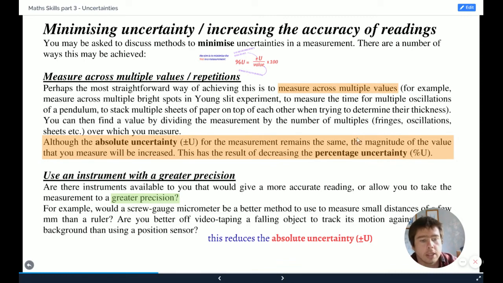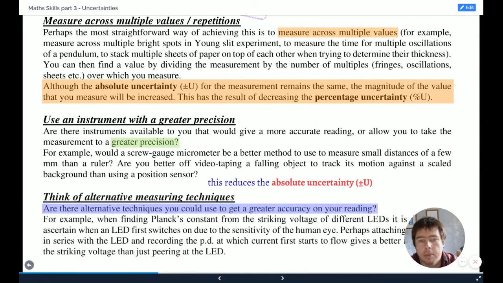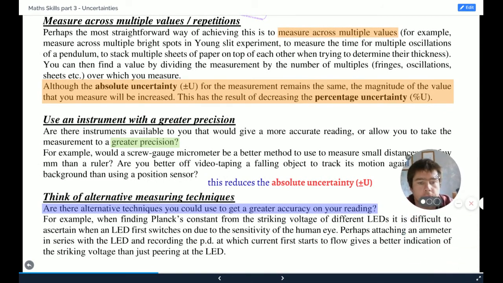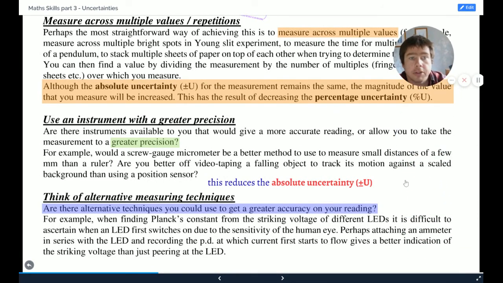So that has the effect of reducing the absolute uncertainty. And then the other thing that we can do is think of alternative measuring techniques. Are there other techniques or other instruments that we could use to improve the accuracy of our reading?